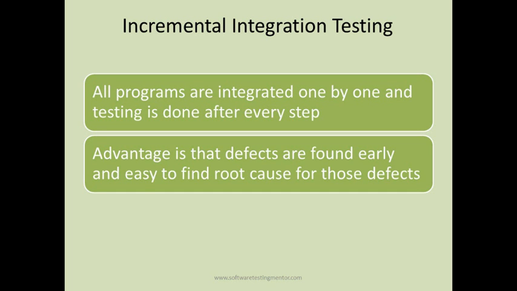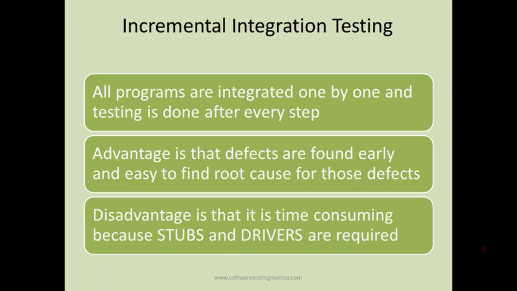So once two units are integrated, if you are integrating a third unit with that, and after integrating the third unit you find some failure, then you know that it is because of the third unit. Either the third unit has some issues or there is an issue with the integration of the existing units. So it's very easy to find the root cause of those defects if you're following incremental integration testing.